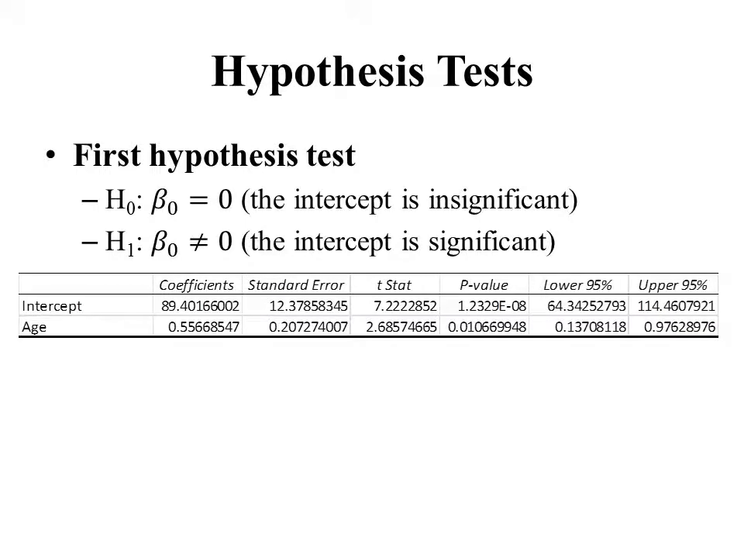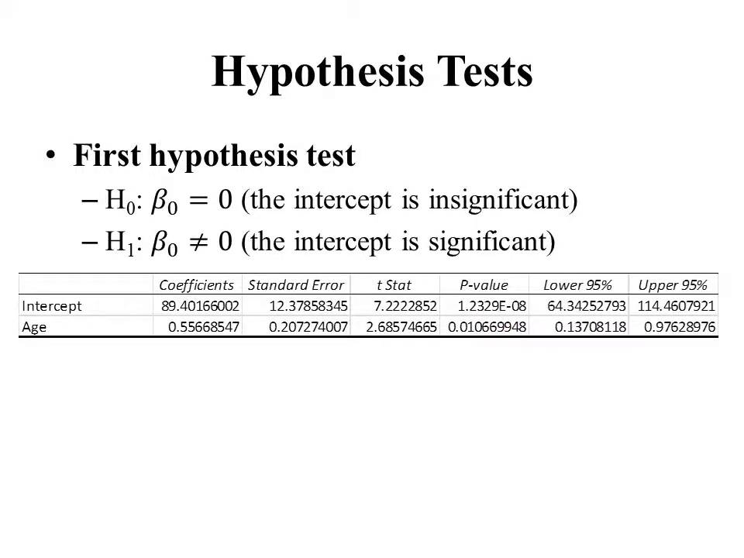And the p-value for this test is given here in this result. We also get the test statistic. This is called the t-stat, and here's the p-value. This is the p-value right here for this first hypothesis test regarding the intercept. And so this p-value is in scientific notation. The e-8 means it's 1.23 times 10 to the negative 8.